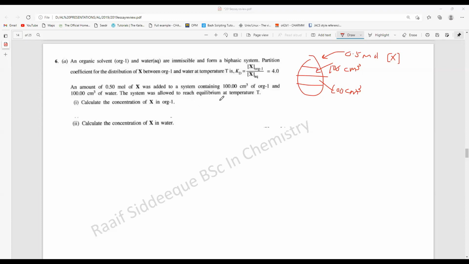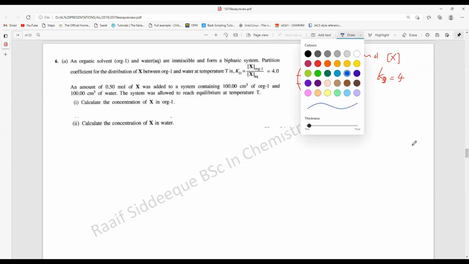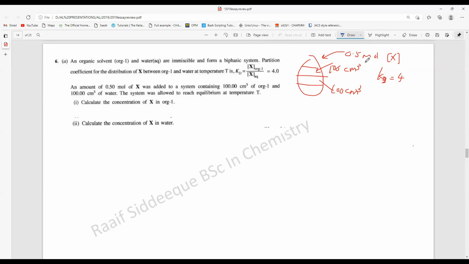It was allowed to reach equilibrium at temperature T. So temperature T is given. Calculate the concentration of X in organic and X in water. So basically, the distribution coefficient is given as 4, right? Distribution coefficient means X in organic over X in aqueous. The only thing that we know here is the total amount of X, that is 0.5 moles.